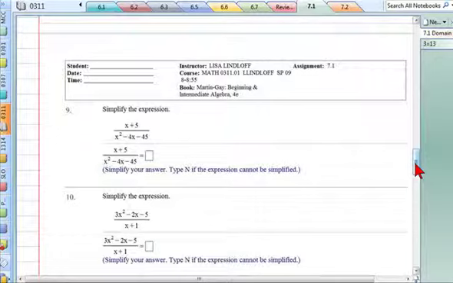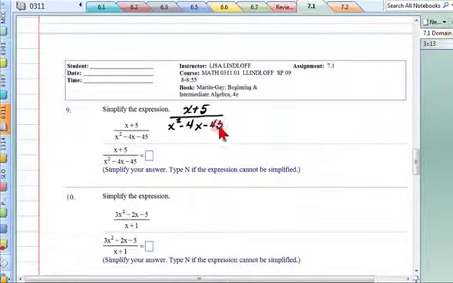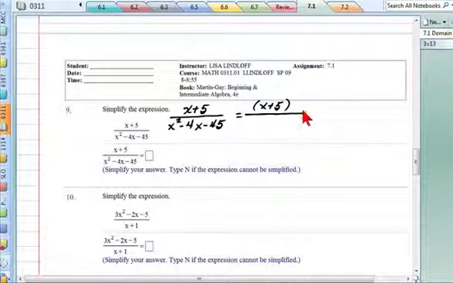And I hope that I can write so that y'all can read this okay. All right, I have x plus 5 over x squared minus 4x minus 45. Can you factor the numerator? No. So just put it in parentheses. That will remind you that it is a binomial and must either be left as a group or divided out as a group. Now this denominator, this is a trinomial.